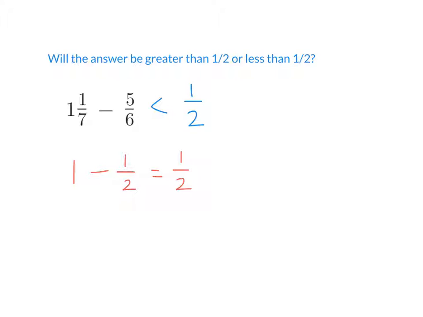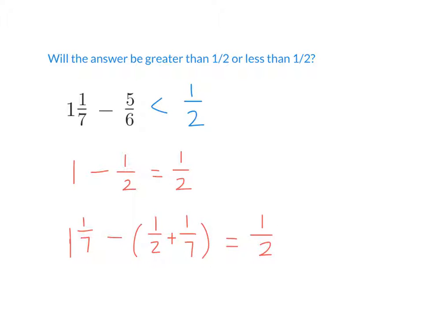Now, in our math problem, do we really start with 1? We're starting with 1 and 1/7. Is that something bigger or less than 1? Bigger. So does that mean if I have now 1 and 1/7, what will I need to take away to make it exactly 1/2? Am I going to have to only take away 1/2 or take away more than 1/2? How much more than 1/2 am I going to have to take away? I'm going to have to take away 1/2 plus 1/7, right, in order to make it exactly 1/2.